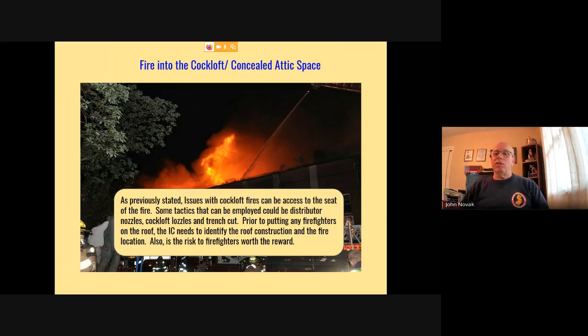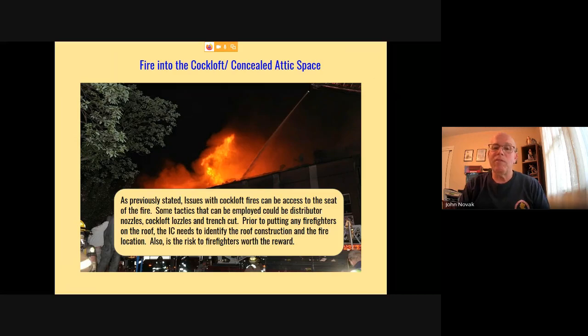I stated earlier issues with the cockloft fires with access to the seat of the fire. Some tactics that possibly could be used: distributor nozzle, cockloft nozzles, trench cut. Again, trench cut is a specific type of defensive action, and it's meant for certain types of buildings. You have to know your buildings. You have to know how to do it. You have to practice it. So, just another technique.